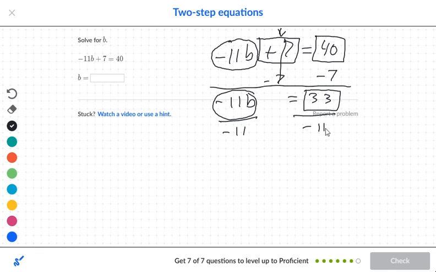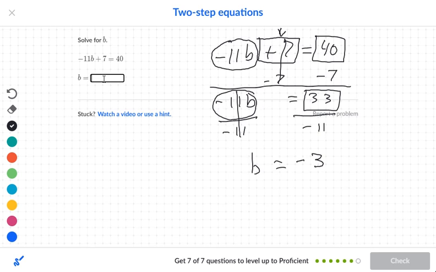So now divide this by a negative 11. These will cross out. This gives me B. So a positive 33 divided by actually a positive 11 is 3. But we see one negative sign there, so it becomes a negative 3. So let's put in a negative 3, check it.